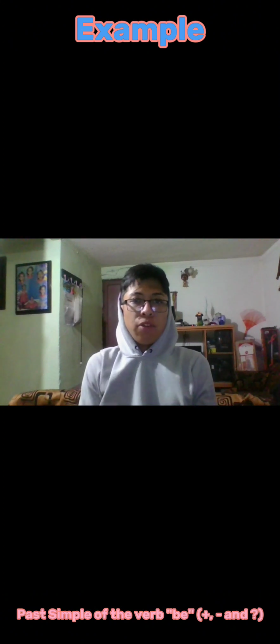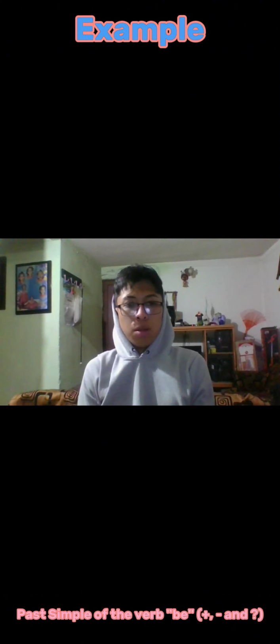Example of the past simple of the verb be: positive, negative, interrogative. For example, affirmative: Last summer the weather was fantastic. Negative: The concert wasn't as lively as we expected. Interrogative: Were you at the meeting yesterday?